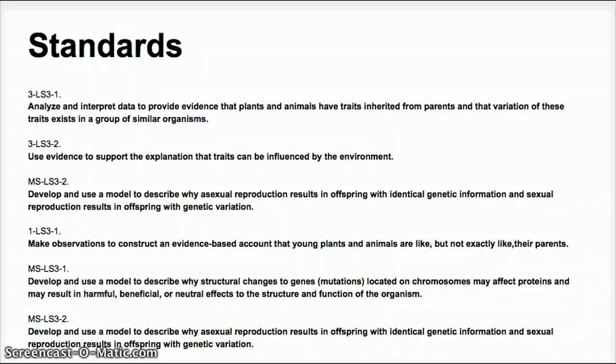So, some of the standards that it focuses on are the inherent traits from parents and the variation of the traits that exist. Traits that are influenced by environment, such as the beaks of birds or things like that that they've kind of evolved into. The asexual reproduction with offspring versus sexual reproduction. Any observations of young plants that are similar to their parents, maybe not exactly like their parents, to determine why that is. To look at the chromosomes and how they affect that, and then moving forward with that, with the genetic variation of offspring.